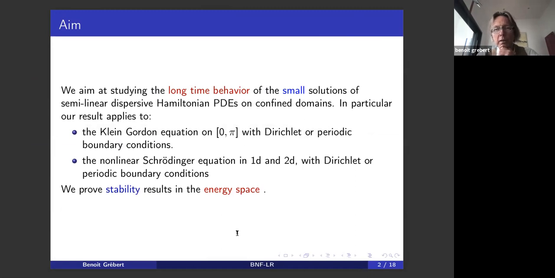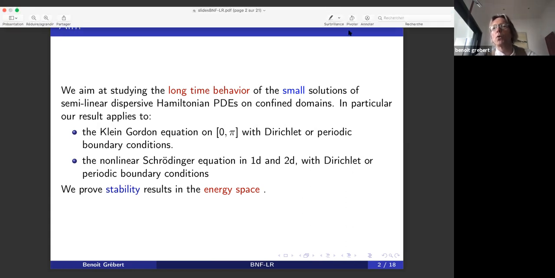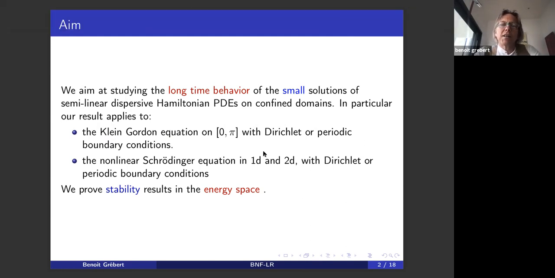And so we want to study the long-time behavior of a small solution of semi-linear dispersive Hamiltonian PDEs on confined domain. So actually all the words are important. I mean, long-time behavior, of course, small solution, semi-linear, we are not able to consider quasi-linear, dispersive, of course, Hamiltonian structure, and confined domain. So typically, maybe the most emblematic equation we can consider in this context is the Klein-Gordon equation on the segment 0 pi with Dirichlet or periodic boundary condition, and also the nonlinear Schrödinger equation in 1D or 2D, in that case again with Dirichlet or periodic boundary condition.